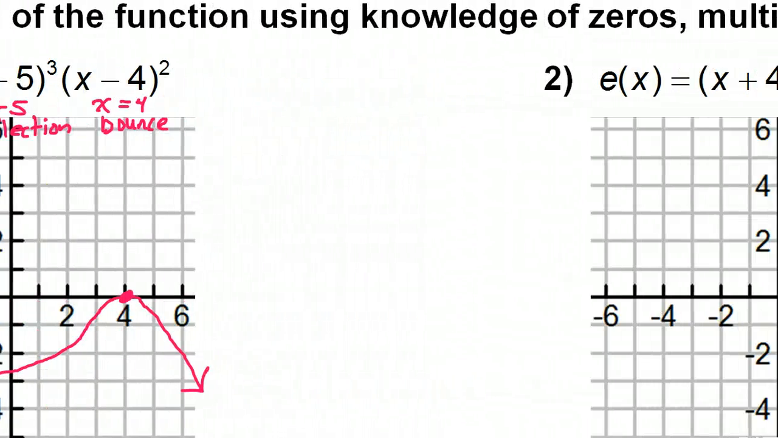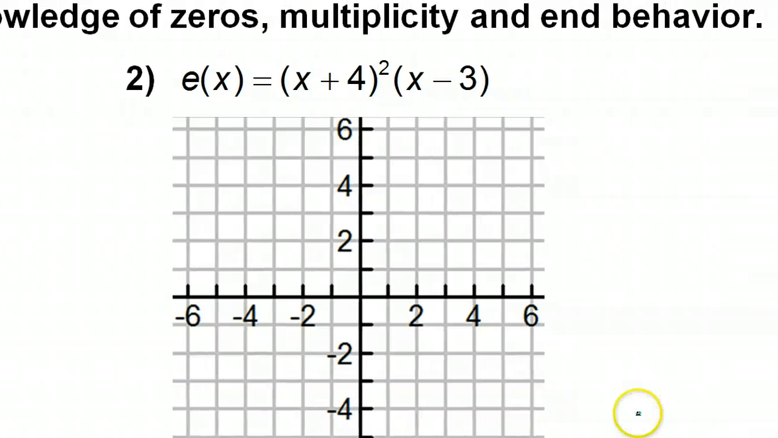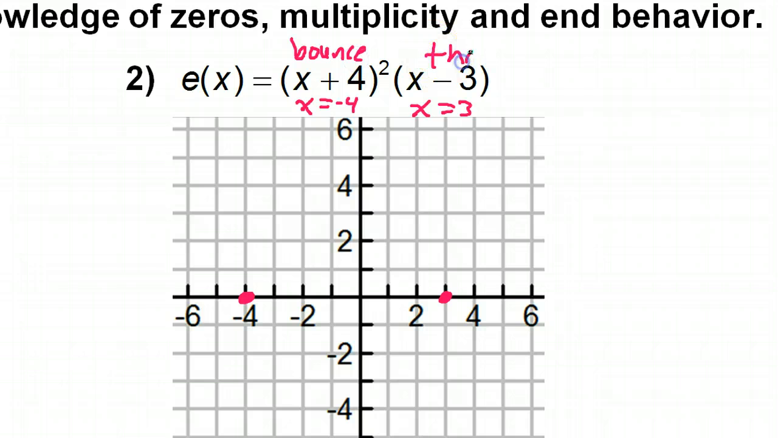Alright, so I'm going to do these faster and faster as I go along, as I feel like you should have the idea. So here, the 0 is x equals negative 4. And here we have x equals positive 3 would be the x-intercept here. Of course, this one is going to be a bounce. And this one is just going to be straight through, because that's a single. So I'm going to bounce and then go straight through.